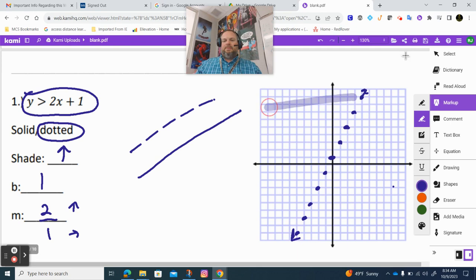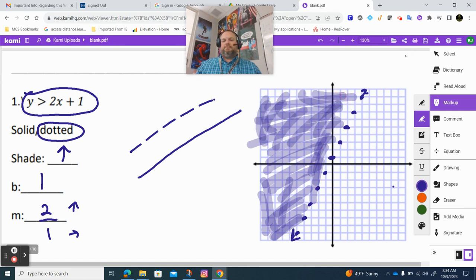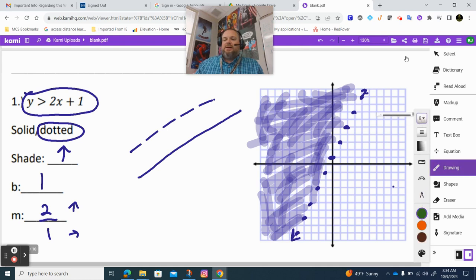So just some type of shading. And it doesn't matter how clean or messy. Now, if you're one of these people that love to write very small and you do little bitty lines, remember, Mr. Jeffries is getting a little old. You're going to have to make it pop a little bit for me to see it.